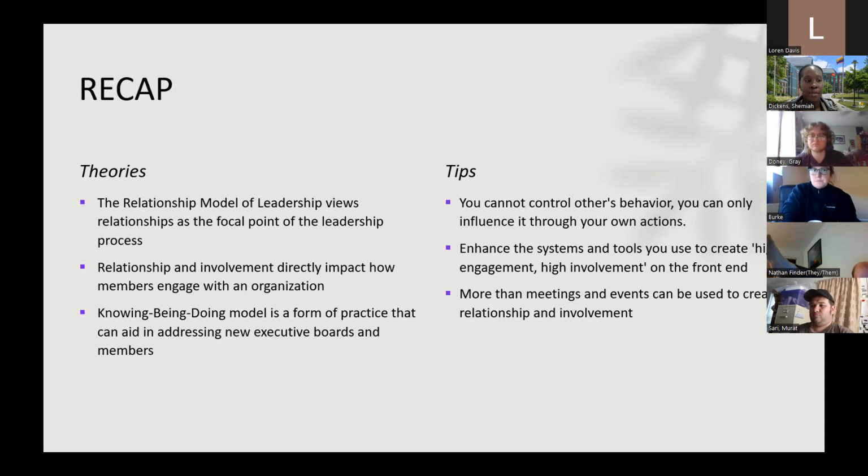Always, always, always. More than meetings and events can be used to create relationship and involvement. And so as you kind of saw through my examples, and I'm sure there's some relevant examples to your own, utilizing Involve That TU as a tool, right? It's not necessarily just a social media account where you post your events, right? There are places where you have membership listservs. There are places where you can email everyone in the organization, here are our new members of the week, however that looks like.